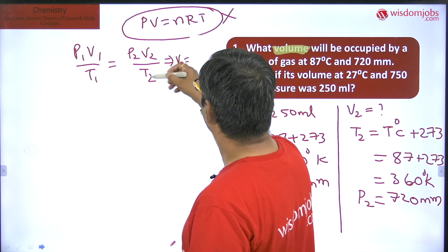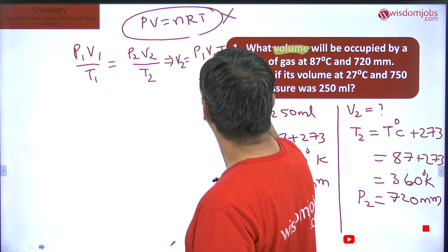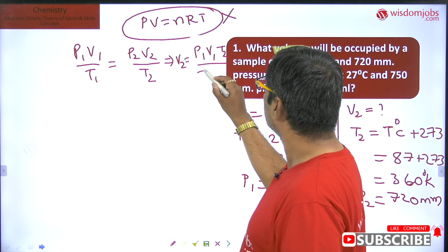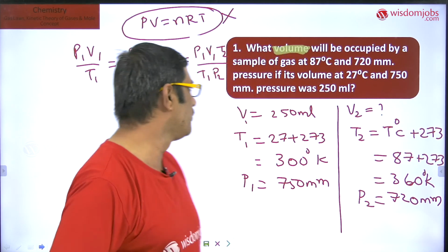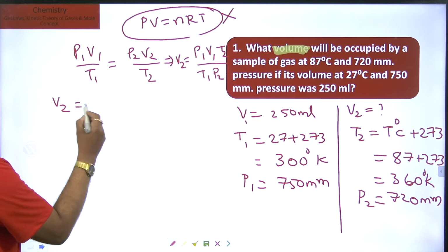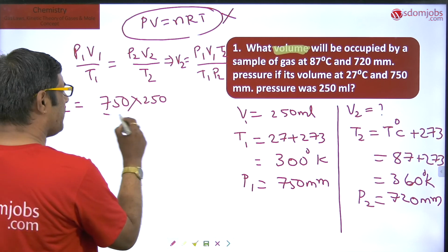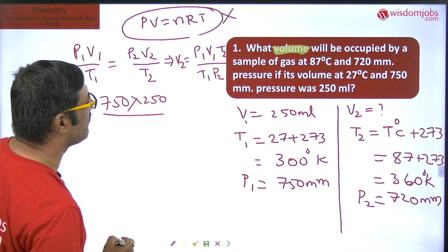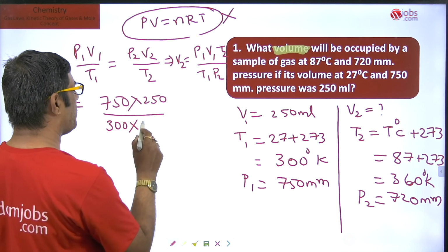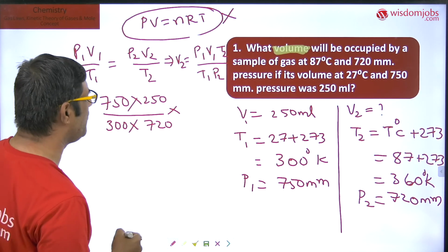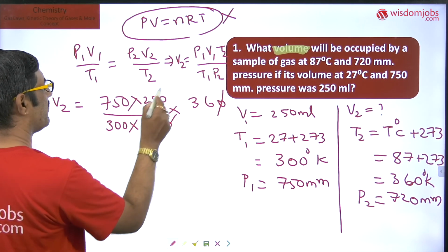V2 equals P1 V1 T2 upon T1 P2. Okay. Now let us substitute all the values. So what would be V2 from this? V2 would be P1. So P1 is 750 into V1 is 250 divided by T1. T1 is 300 into P2. P2 is 720 into T2 is 360. So let us cancel first zeros. Okay, all zeros can be cancelled first.